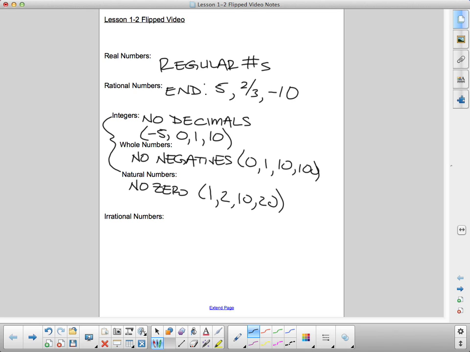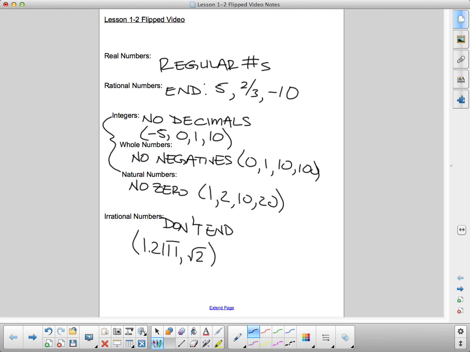Now looking at irrational numbers. If rational numbers ended, irrational numbers don't. These don't end. So we're talking about 1.2111 repeating, going on forever. Or square root of 2. That doesn't end. You'll get a decimal that goes on forever. Those type of numbers.